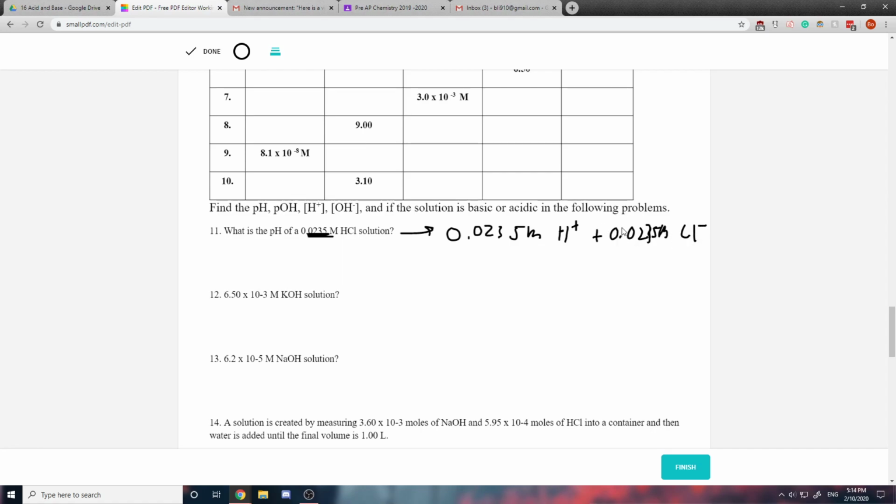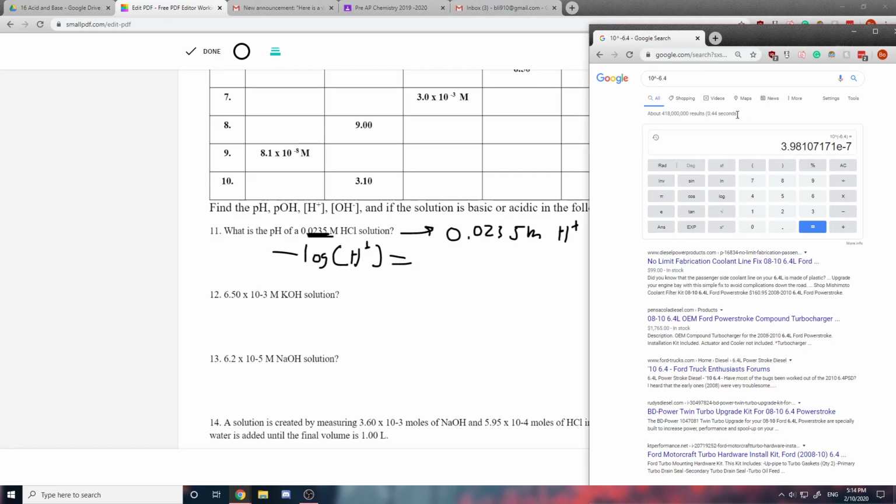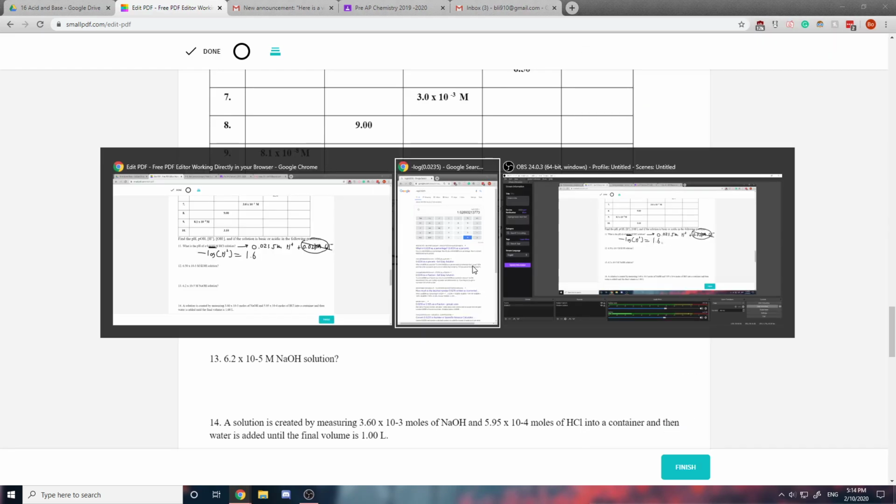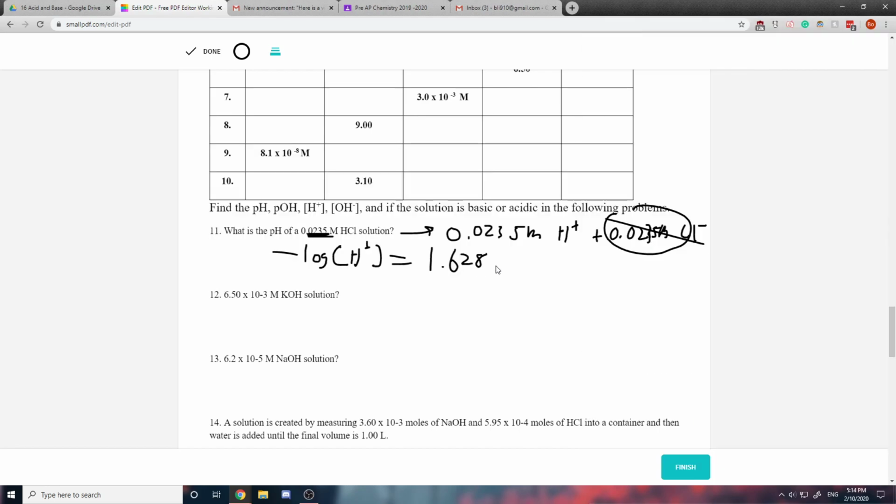Now, we don't really care about the Cl minus, so we kind of just ignore that. We only care about the concentration of H plus. So if we know the molarity of H plus, we can plug in our formula, which is just negative log of H plus. So just take the negative log of that number, and that gives us negative log of 0.0235. It gives us a pH of 1.628. Okay. So that's the pH.